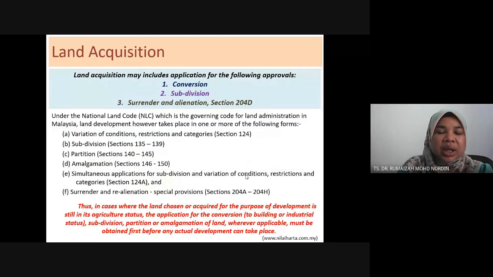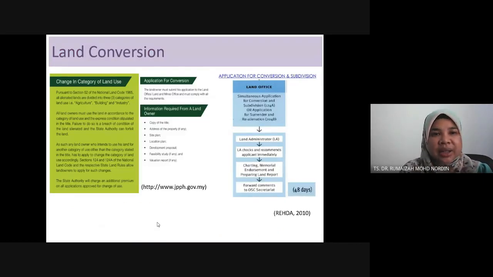Alright. So in the case where the land chosen or acquired for the purpose of development is still in its agriculture status, the application for conversion, subdivision, partition, amalgamation, wherever applicable, must be obtained first before actual development can take place. So the land acquisition process as above applies, but if conversion or subdivision is needed, it must be done first. Conversion means changing the conditions, subdivision means taking a portion, and here there is one more word, amalgamation. So if it is not enough, say there is 1.5 acre and 1.5 acre, and we want to combine them, that is called amalgamation. Alright. So this is the process of land conversion.